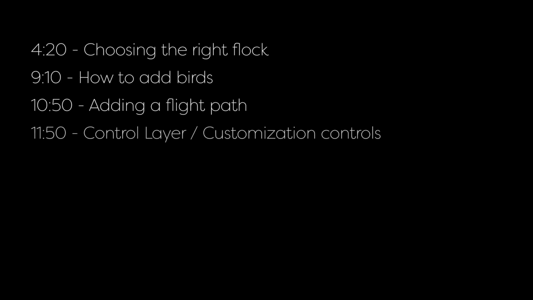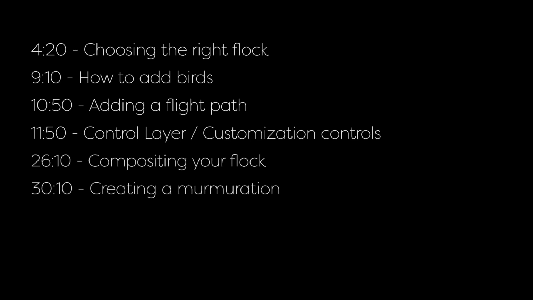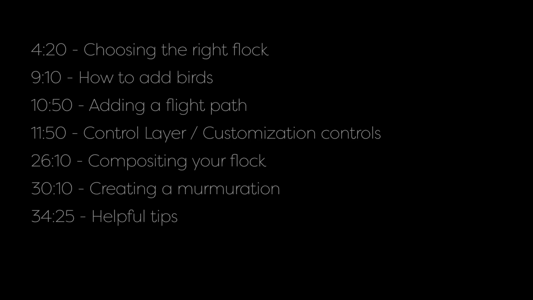First of all, I'll talk about how the effect is set up and how to choose the right flock for your project. Then I'll show how to add birds to the flock. Then how to make the flock fly where you want. Then we'll look at all the customization controls so that you can change the flight behavior. Then I'll go over some basic compositing techniques. Then I'll show you how to make a starling murmuration. And I'll end by sharing a number of miscellaneous tips that will be very helpful to you, I think. Just some things I learned while using the template.